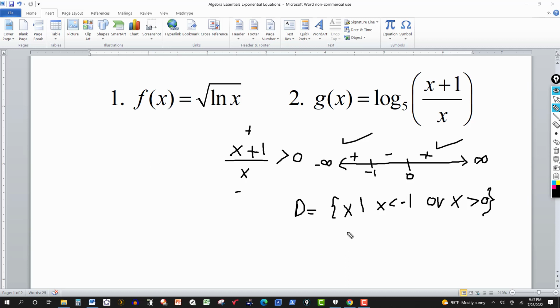Now, in interval notation, we would write it this way: negative infinity to -1, union 0 to infinity. This is also the domain. The first one is in set builder notation. The second one is in interval notation.